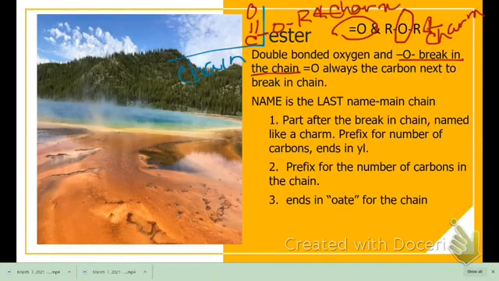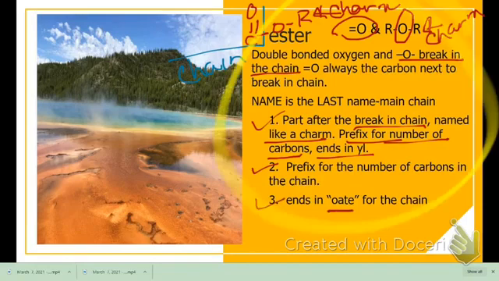Okay, and like I said, you've got to pay really close attention to this, okay? All right, so what do we do with this one? Well, we look at the part after the break in the chain, and it is named like a charm. And based on the number of carbons, we use the prefix, and it ends in YL. Propyl, butyl. We need the prefix for the number of carbons in the chain, and then it ends in OATE for the name of the chain. Okay, so keep these rules in mind.